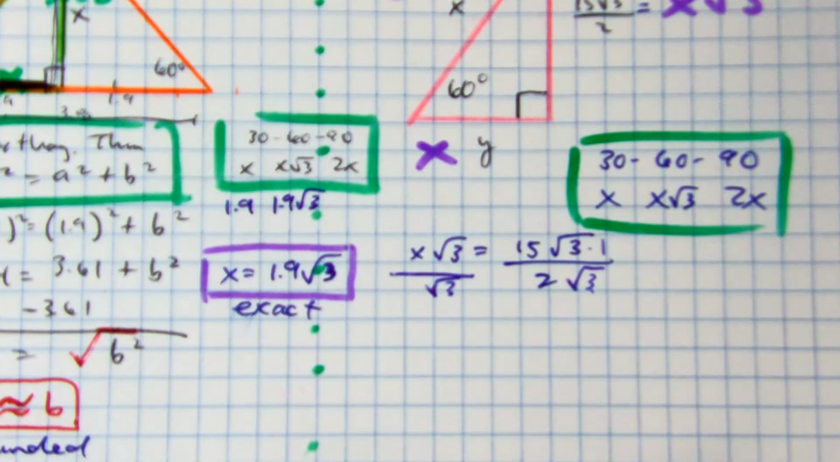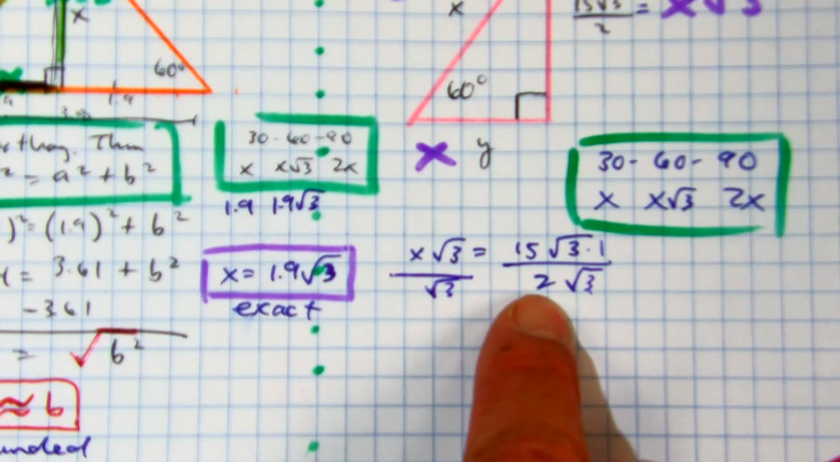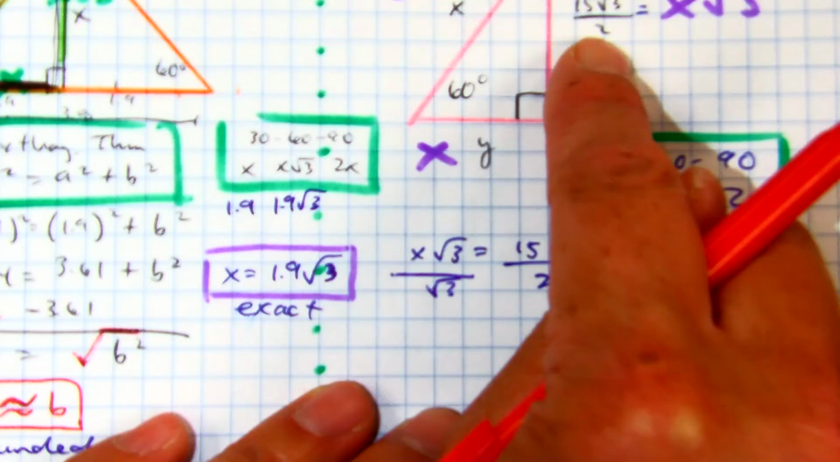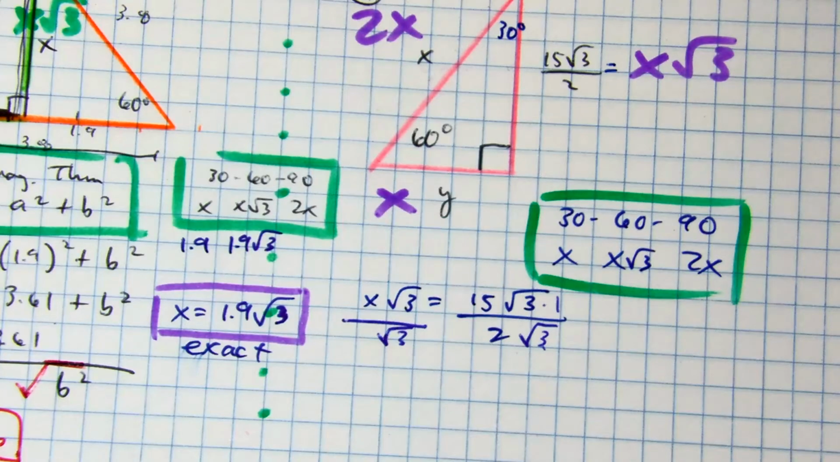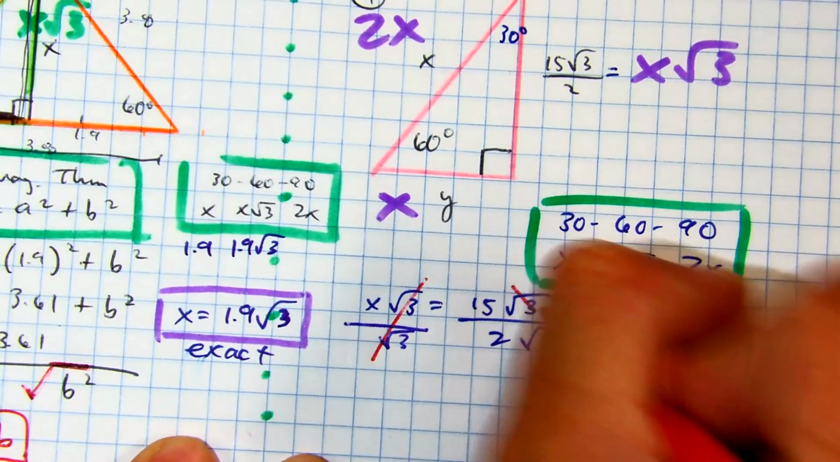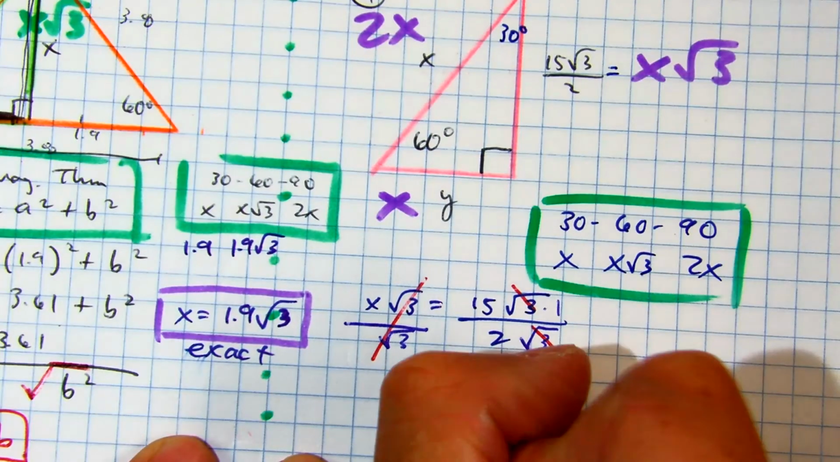Second? Where? 2? Yes, 2. It's just from here. Cancel, cancel, cancel. x is equal to? 15 over 2, which is 7.5.